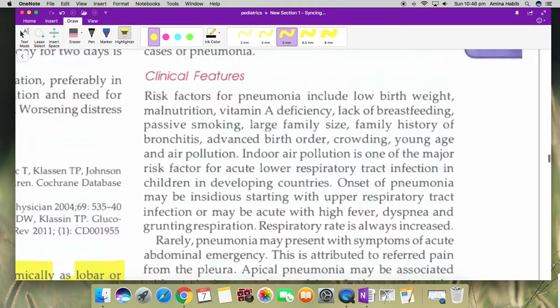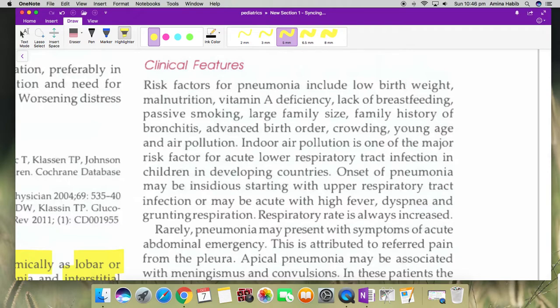Now coming to the clinical features. Usually when the child is brought to us, it's a relatively weak child, so first we'll throw some light upon the risk factors. Risk factors means anything that's making you weak: low birth weight, malnutrition, vitamin A deficiency, lack of breastfeeding, passive smoking, large family size, overcrowding, advanced birth order, young age, and air pollution. Even indoor air pollution is a major risk factor.